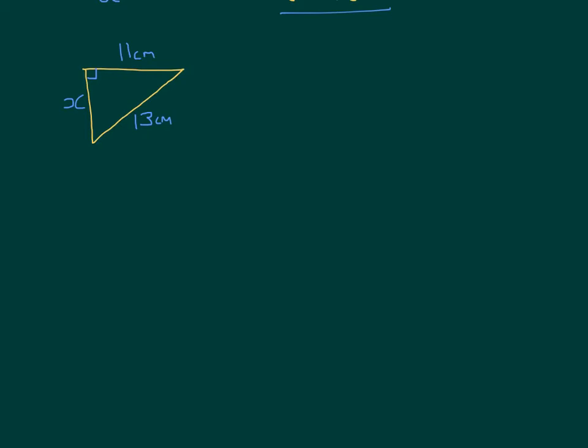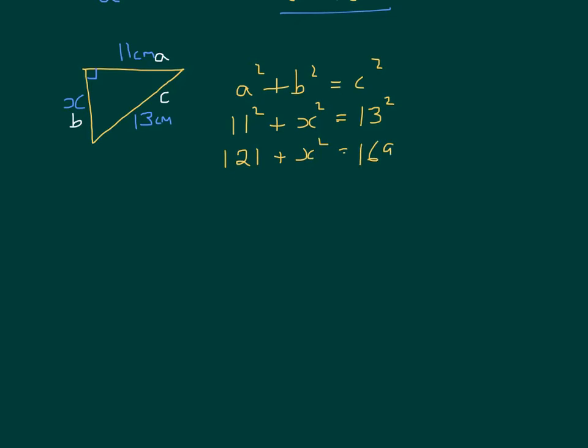So again, I label my triangle. My hypotenuse is always C. And your A and your B don't really matter, so just do A and B. So I start with writing out Pythagoras' theorem, as always. A squared plus B squared equals C squared. And my A was 11, so that's 11 squared. B is x, that's x squared. And C is 13, that's 13 squared. Okay, so 11 squared is 121, plus x squared is 13 squared is 169.